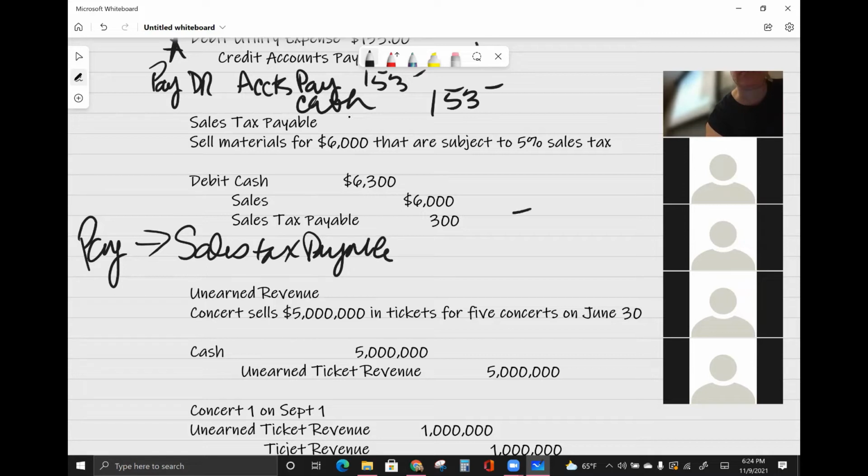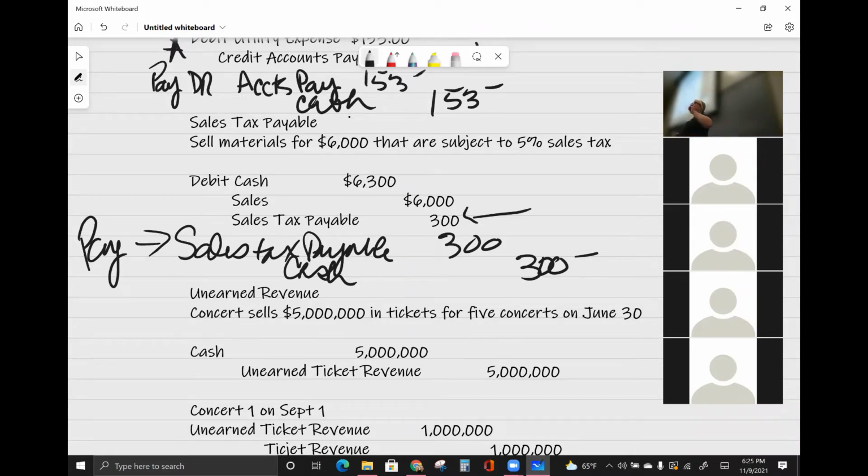because I want to clear this account here. I don't want that on my books anymore. I don't want to run a report and show that I owe the city of New Orleans 300 because I've already paid that 300. So I'm going to make sure that I'm wiping out that account. What am I paying with? Cash. $300. So I'm going to credit my cash account for 300.